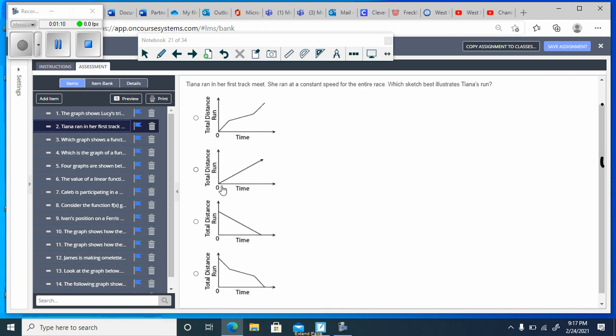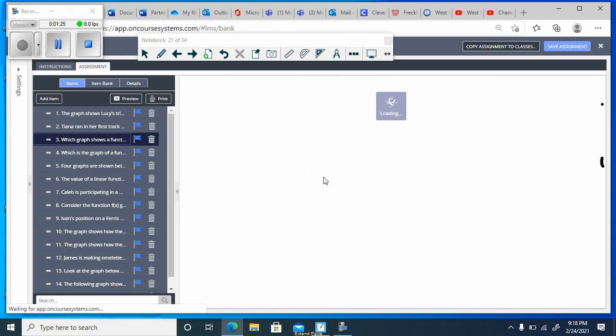The total distance she runs is going up at a constant speed. It's linear. Here it would be going down. The distance she ran would be going down. If she's running, the more she runs in time, it's going to go up. It's going to be an increasing function. This third one.